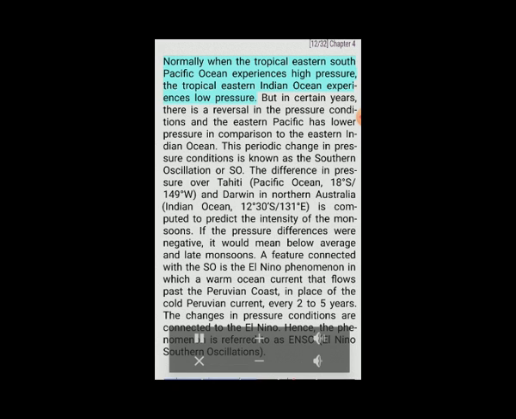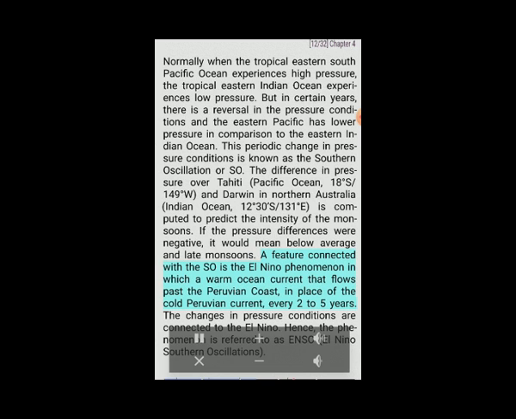Normally when the tropical eastern South Pacific Ocean experiences high pressure, the tropical eastern Indian Ocean experiences low pressure. But in certain years, there is a reversal in the pressure conditions and the eastern Pacific has lower pressure in comparison to the eastern Indian Ocean. This periodic change in pressure conditions is known as the Southern Oscillation, or SO. The difference in pressure over Tahiti, Pacific Ocean, 18 degrees south, 149 degrees west, and Darwin in northern Australia, Indian Ocean, 12 degrees 30' south, 131 degrees east, is computed to predict the intensity of the monsoons. If the pressure differences were negative, it would mean below average and late monsoons.